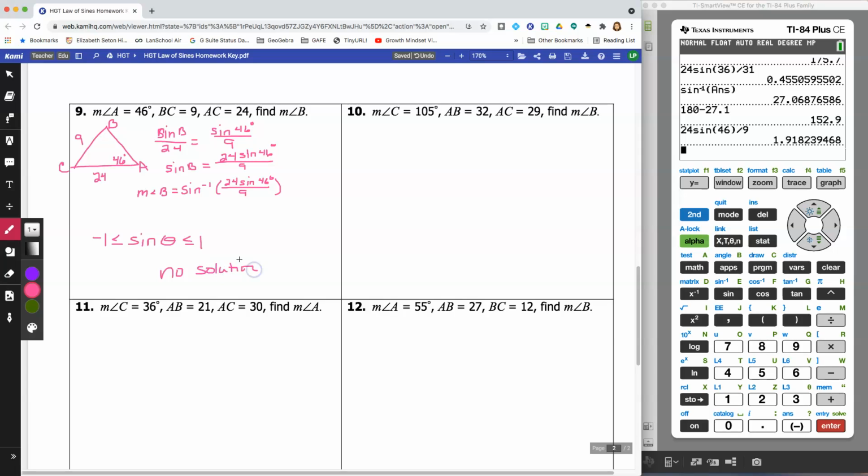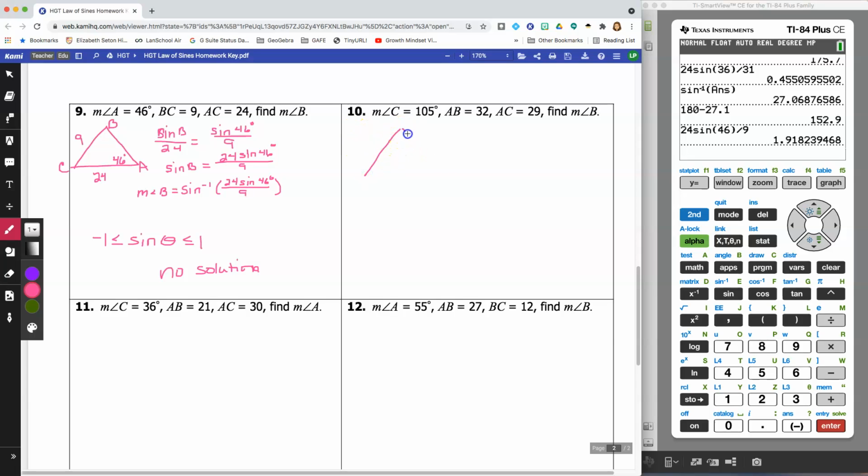In other words, if somebody gave me a straw that was 9 inches long, and another straw that was 24 inches long, and I had to have this angle A that was 46 degrees, and it can't be the angle between these two side lengths, I could not make a triangle at all with that information. So I'm done with this problem. Let's go on to question number 10.